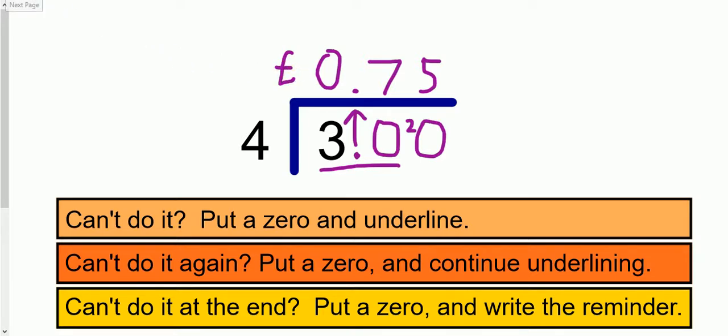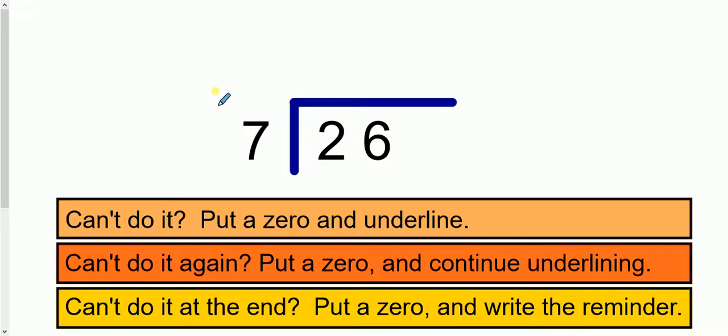Now let's look at the last type of question. Let's do it the normal way we've been doing it. How many 7s are there in 2? Can't do it. So what do we do? Underline. How many 7s are in 26? Well, we know there are 3 7s which make 21, but then there's 5 left over. Where are we going to put it? Well, we need to add a decimal, put the 0. Remember, we haven't changed the number. 26 is the same as 26.0, but now we can put that remainder of 5 here.